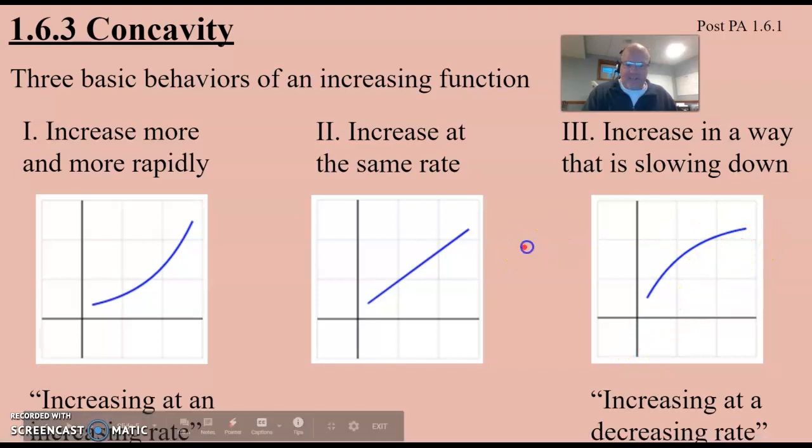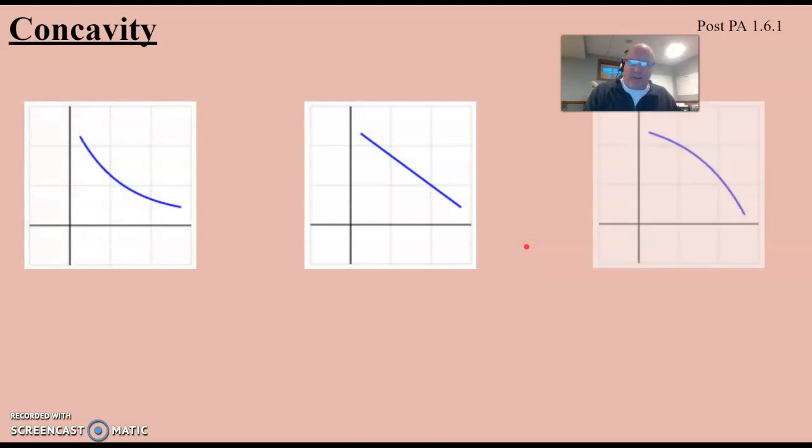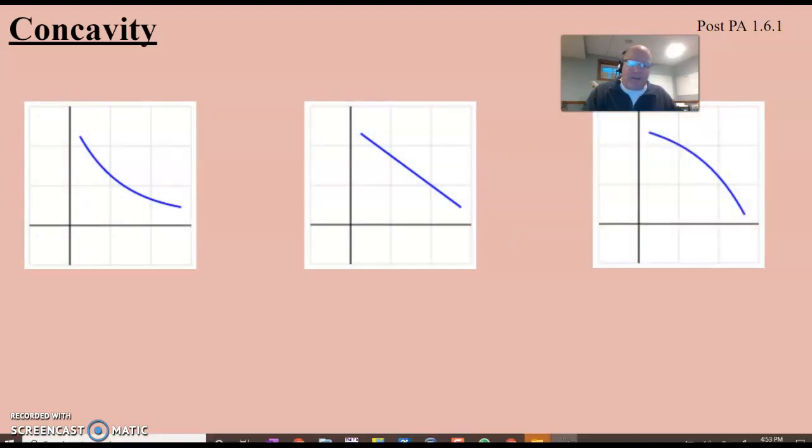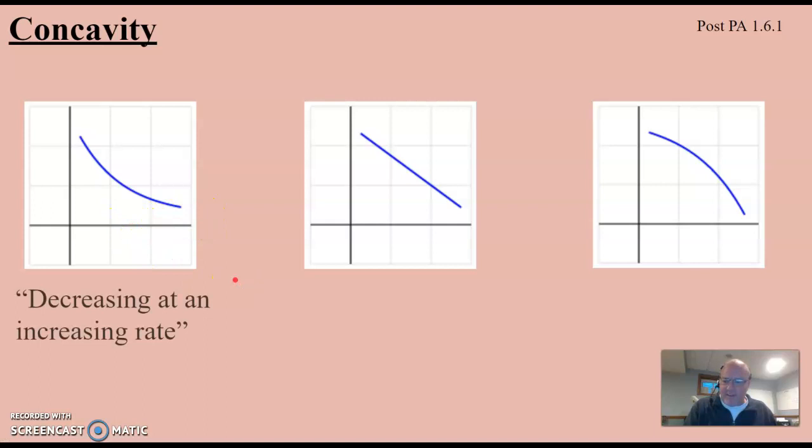Hopefully that makes sense. Okay, now let's talk about decreasing functions, because here we have to get a little bit more careful with how we word things. This function right here is certainly decreasing from left to right. We can see that. But are you ready for this? It's decreasing at an increasing rate. Now, how can we say that it's decreasing at an increasing rate? Well, we have to consider the slope of a tangent line.